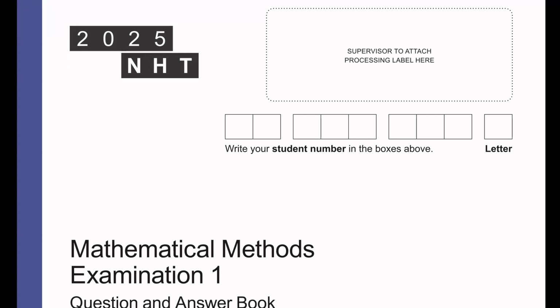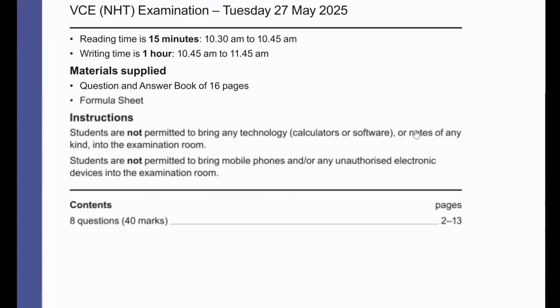Okay, so VCAA has published the NHT math paper, including Methods, Specialist, and General. I'm going to give a crack at this Maths Methods Exam 1. So let's have a look.